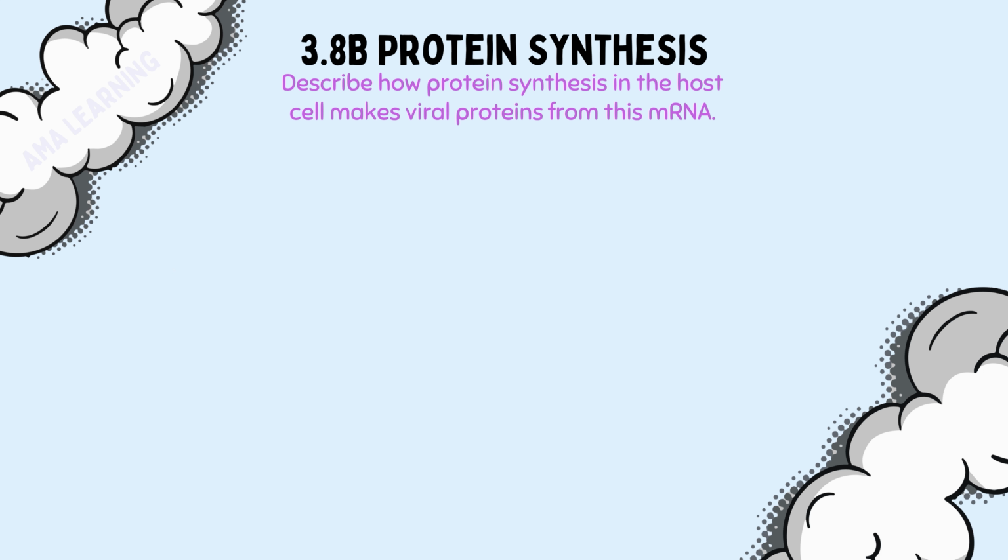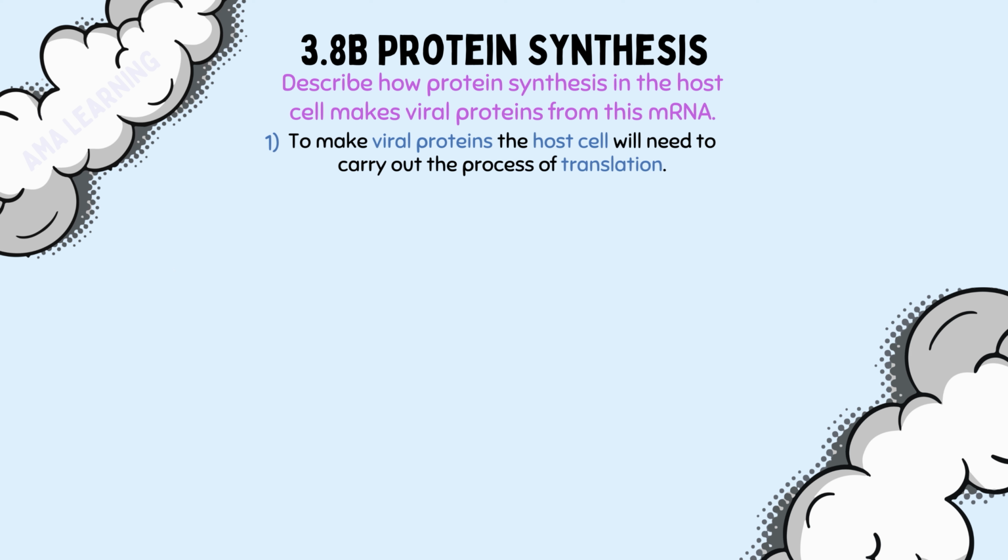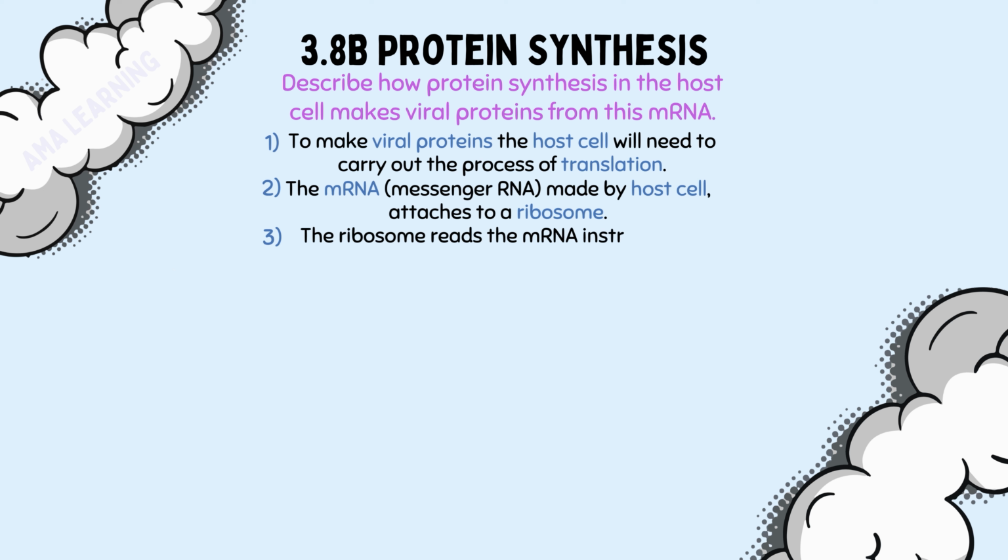Let's apply what we have learned to a past paper question. In this question, transcription has already occurred, and hence, it is asking to describe the process of translation. We know from our learning that to make viral proteins, the host cell will need to carry out the process of translation. The mRNA, messenger RNA, made by the host cell attaches to a ribosome. The ribosome reads the mRNA instructions in triplets of bases called codons, which tell it which amino acids to use.